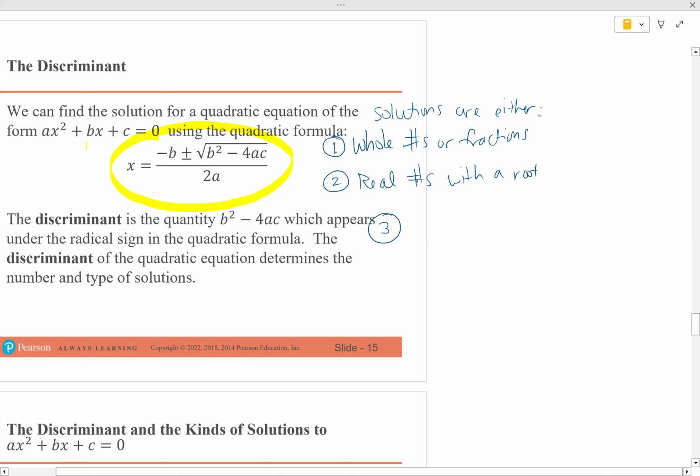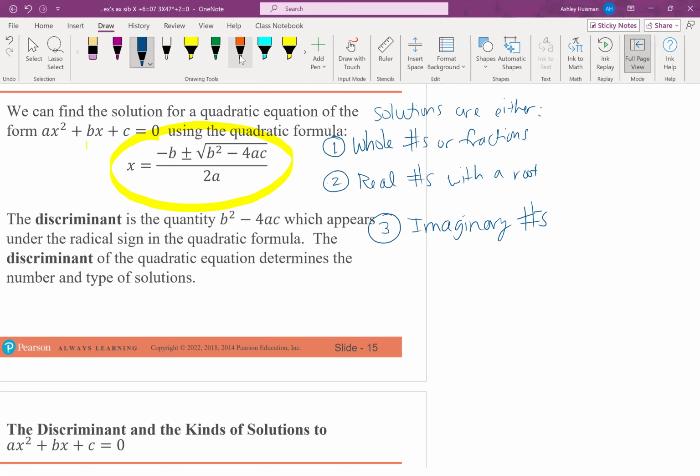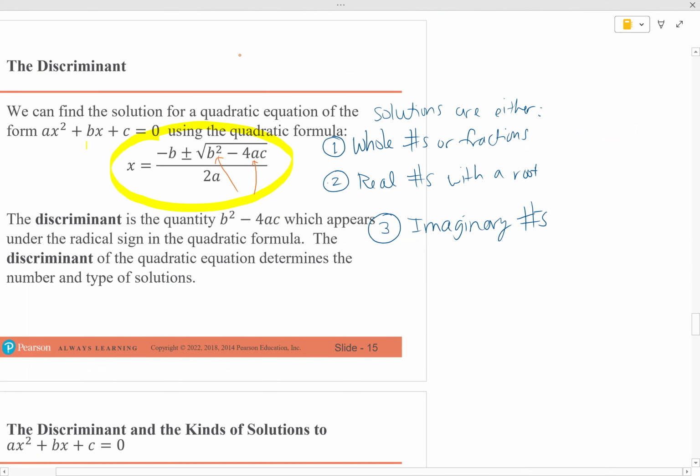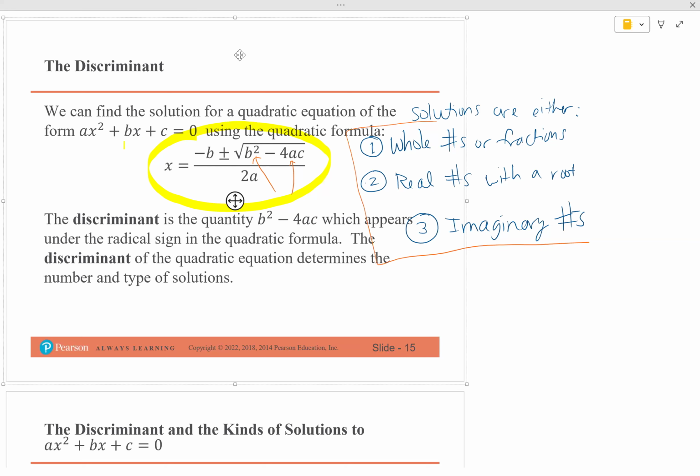And then the last option is imaginary numbers. We haven't seen that yet in this section, but that could happen. And that would happen if what's inside your square root ends up being negative. If b squared minus 4ac ends up being a negative number, then you're going to have imaginary numbers. So to figure out which of these 3 you're going to have in the end, it's all about what's in that square root.